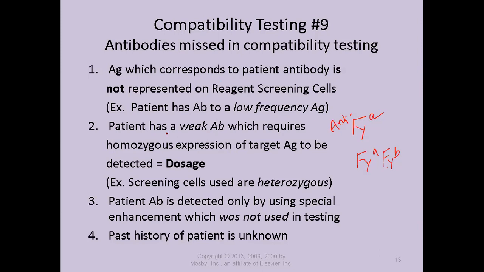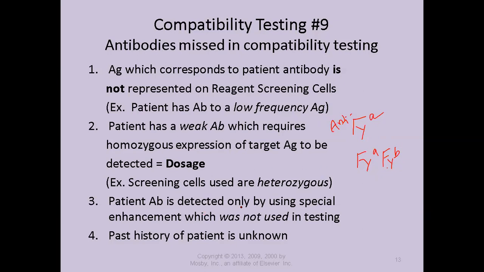The patient has a weak antibody, which requires homozygous expression of the target antigen to be detected. Dosage, remember that? Let's say when we did our antibody screen, the screening cells that we used were heterozygous. Here I am with my favorite Duffys. Let's say our patient has anti-Duffy A, but the screening cell has both Duffy A and Duffy B. If their anti-Duffy A is weak, it may not have a positive reaction with this cell because it's heterozygous and not homozygous. So that's an example of how dosage can affect things.